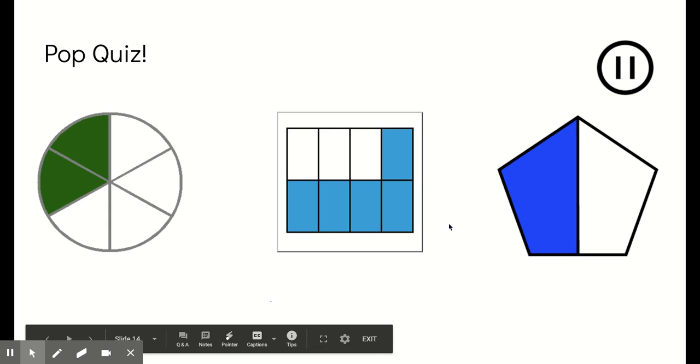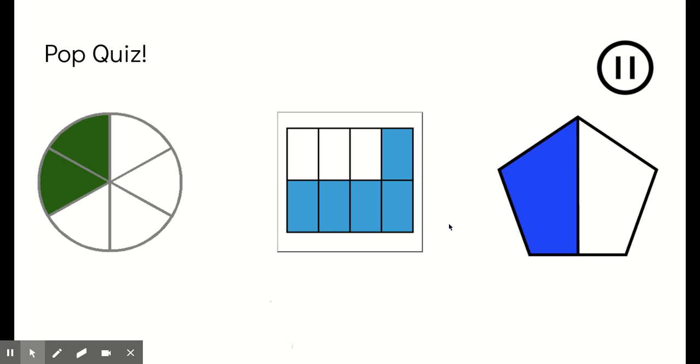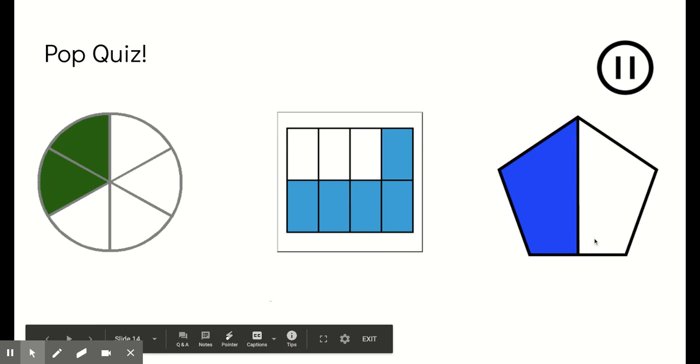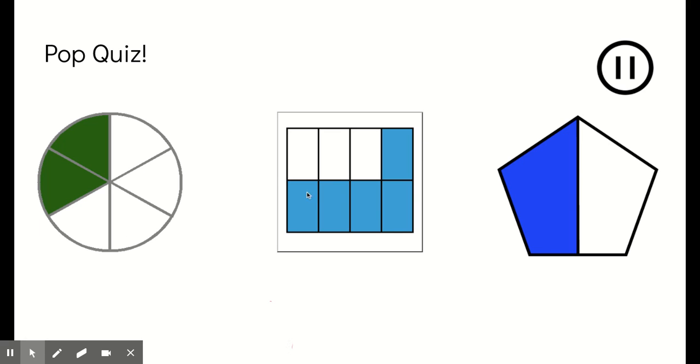Now, here's a little pop quiz for you. Your job is to identify the fraction that is shaded. So take a look at these pictures. I want you to tell me the fraction that is shaded for this first one, the second one, and the third one. So press pause and write down, if you have paper in front of you, or figure out and say the fractions out loud, the fraction that is shaded. Press pause now and unpause when you're done.